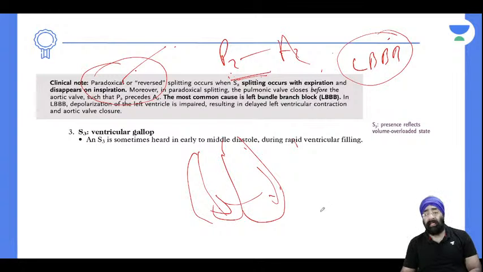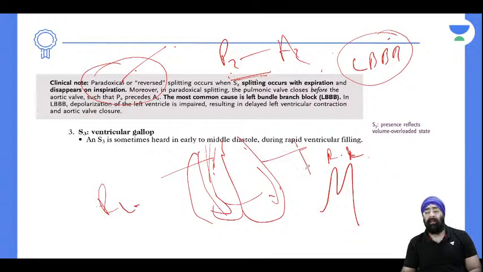That's why in the ECG you get an M pattern, where the right and left heart contract one after the other. Because of that, the pressure in the pulmonary valve is created first, causing P2 first and then A2, causing reverse or paradoxical split. So paradoxical S2 splitting happens in LBBB. Remember this, okay.